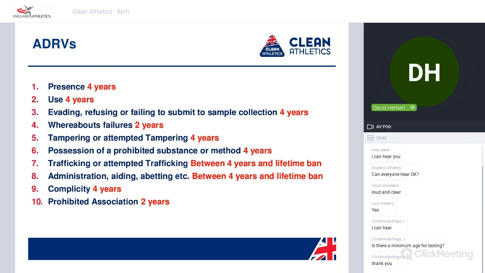Last few slides now, and I'm looking at the time, almost 7, which is perfect. So I've filled in the slide with the different ADRVs, and I've put in red how long the standard ban is for each of those. So you can see that this is quite serious stuff we're talking about. The standard ban for presence is 4 years, but there are circumstances when these ban sanction lengths can be reduced or increased with mitigating circumstances.